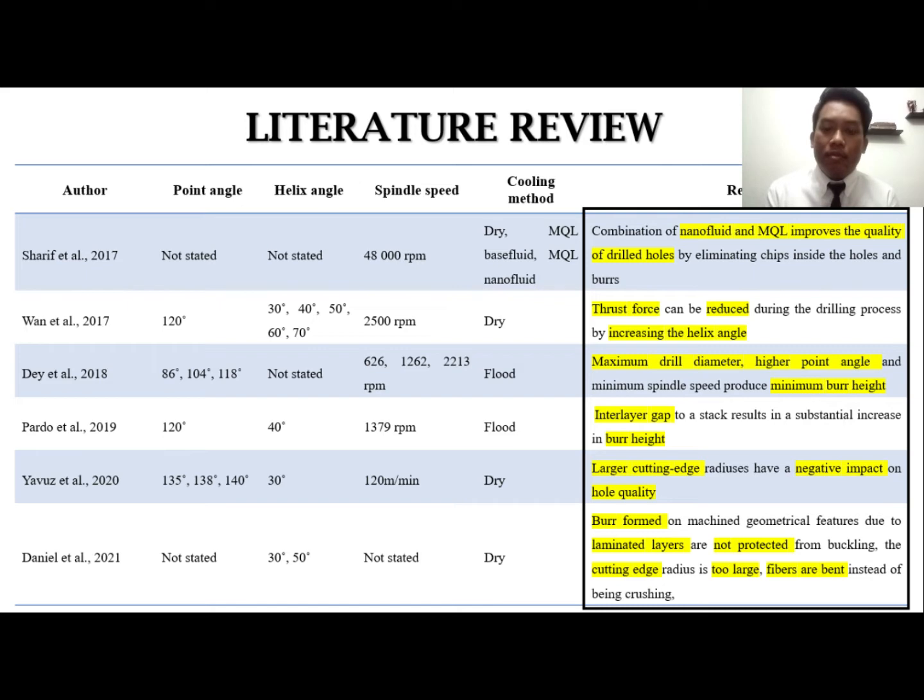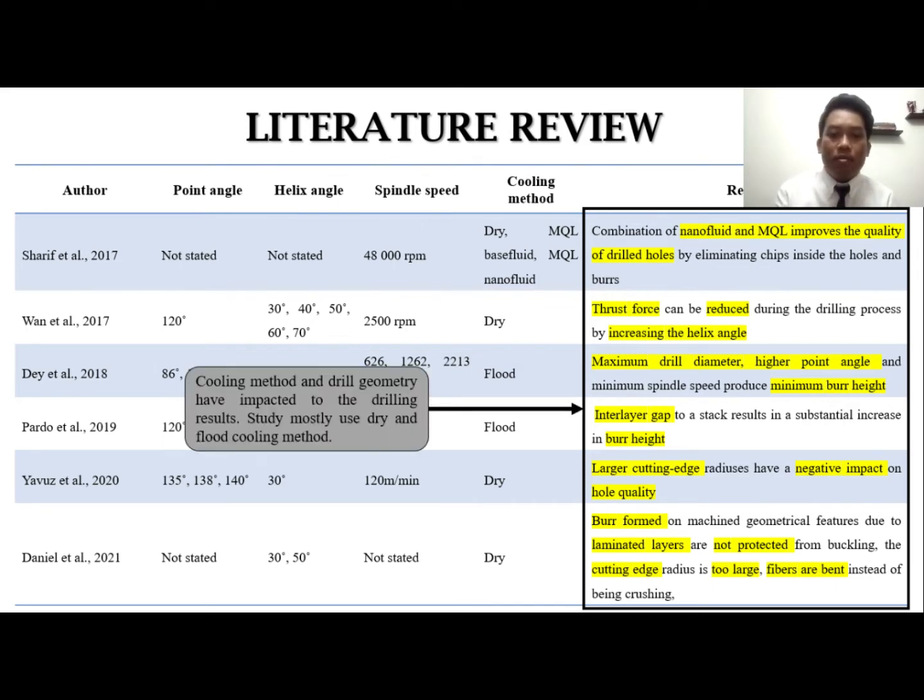And this is the summary of the literature review that I have done from a few researchers. As can be seen from the summary, the cooling method and drill geometry used during the drilling process have significant impact on the outcome of the experiment. Most of the studies use dry and flood cooling method during the drilling process of this stack up material.